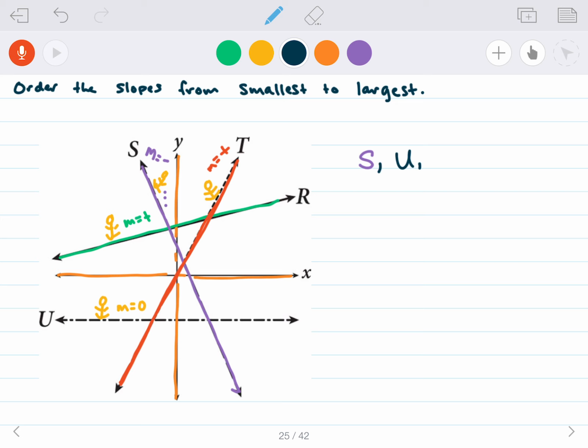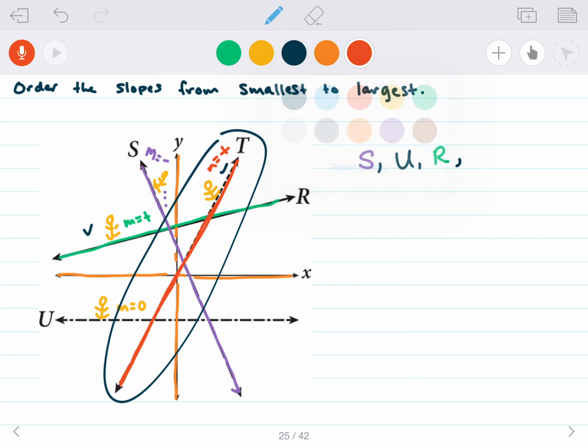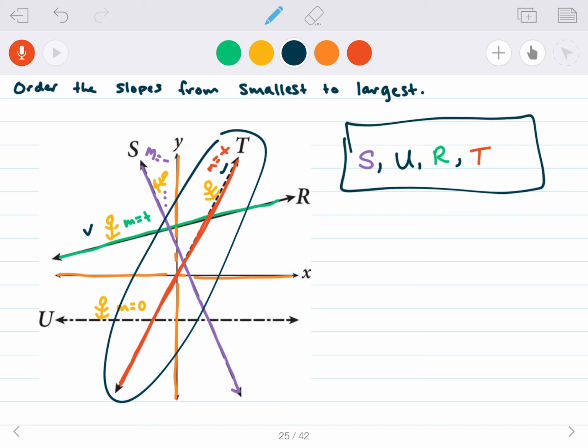So this guy's positive and this guy's positive, but which one is more positive? Which mountain is steeper? Well, it's got to be the red one. That guy's steeper, so that's the highest slope. So that means that green comes next, which is R. And the biggest slope is going to be T, which is red. So those are my slopes from smallest to largest.